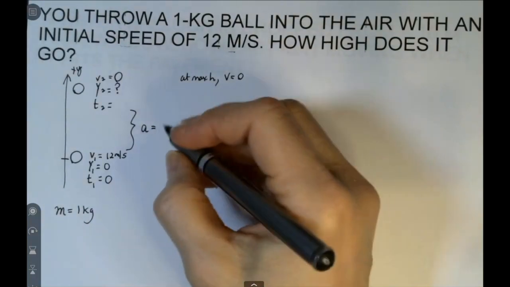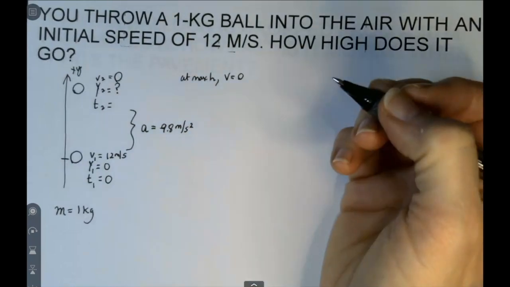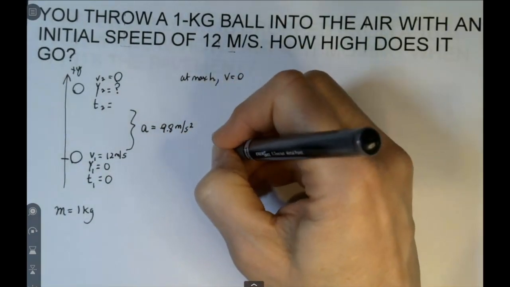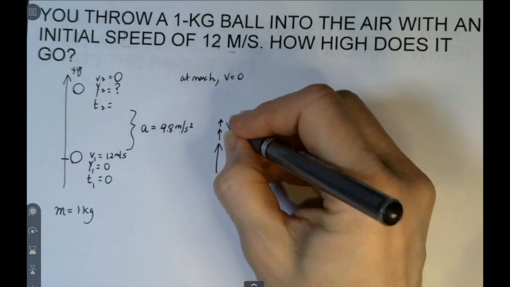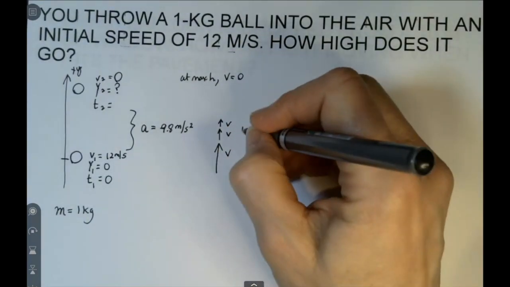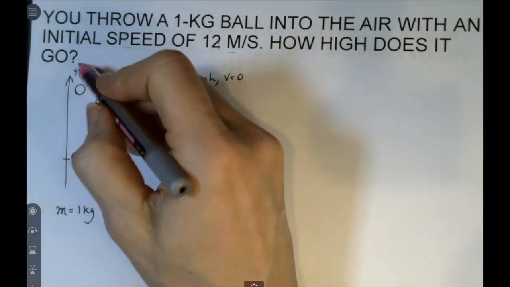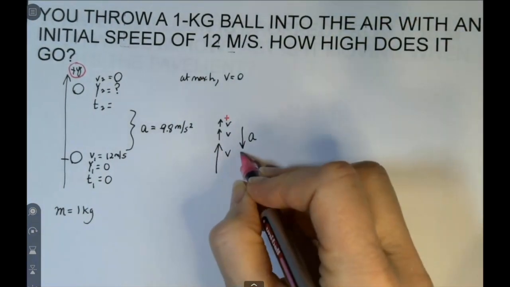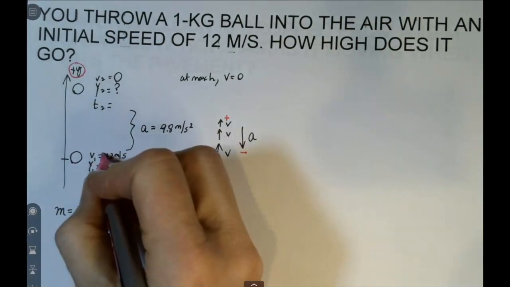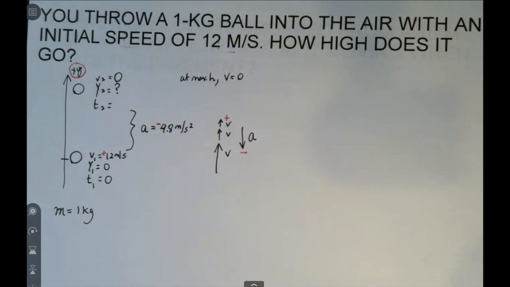Acceleration of an object in free fall is always 9.8 meters per second squared. And we're decreasing speed, right? We're going to start at 12 and end at 0. So we're decreasing speed on the way up. Therefore, acceleration must point down. Now, if we assign the signs, positive is up, so the velocity is positive, but acceleration is negative. So we want to check that we put this as positive and acceleration as negative, which should make some sense.